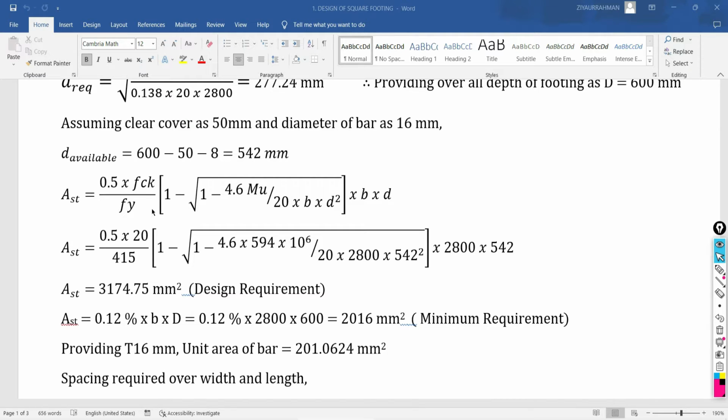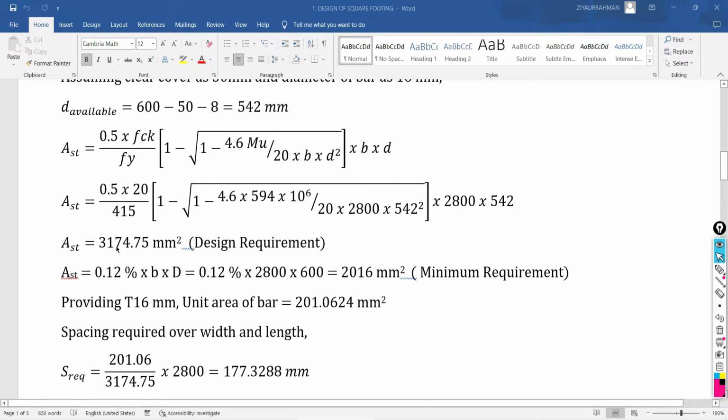So if I am going to put all these values in this formula, finally I am getting the area of reinforcement required as 3174.75 mm square. That I am going to call the design area of reinforcement required, in both of the directions, as it is a square footing.